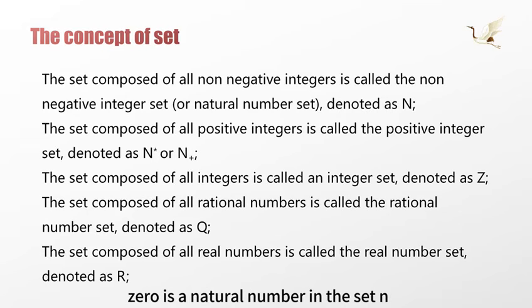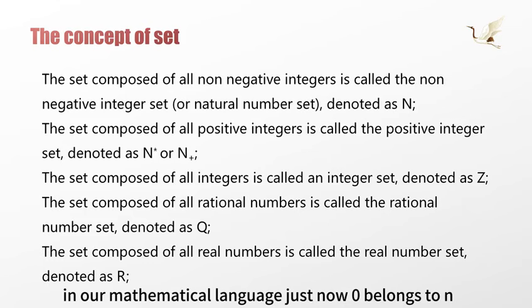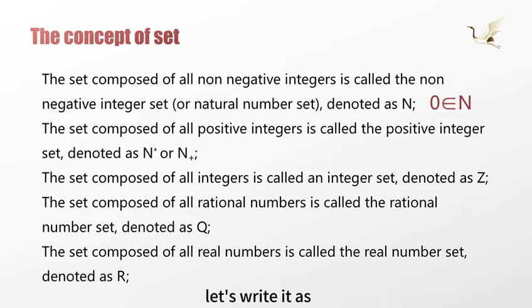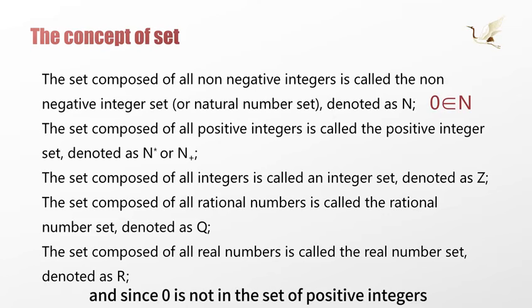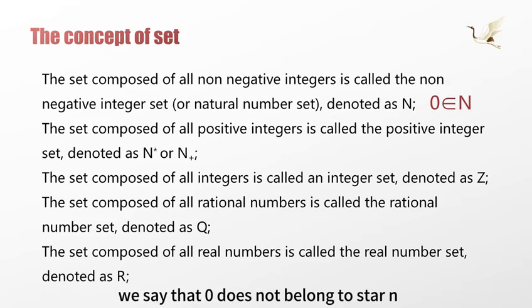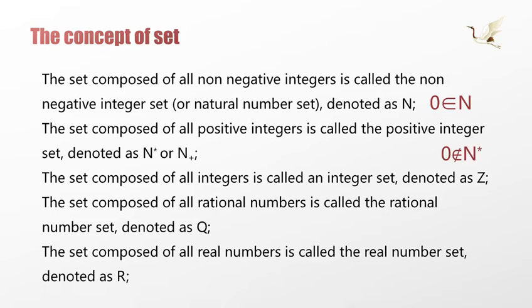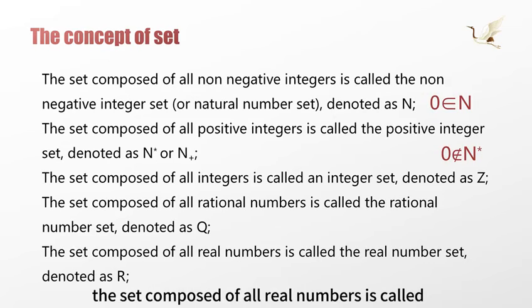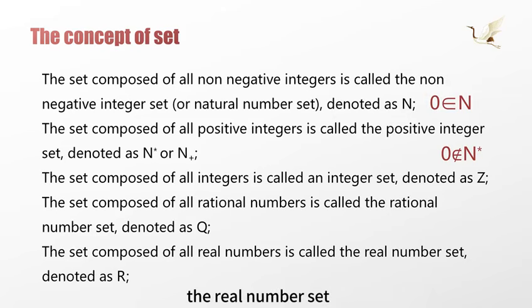0 is a natural number in the set N. In our mathematical language just now, 0 belongs to N. Let's write it as such. And since 0 is not in the set of positive integers, we say that 0 does not belong to N star, so we record it as such. The set composed of all integers is called the integer set, denoted as Z. The set composed of all rational numbers is called the rational number set, denoted as Q. The set composed of all real numbers is called the real number set.